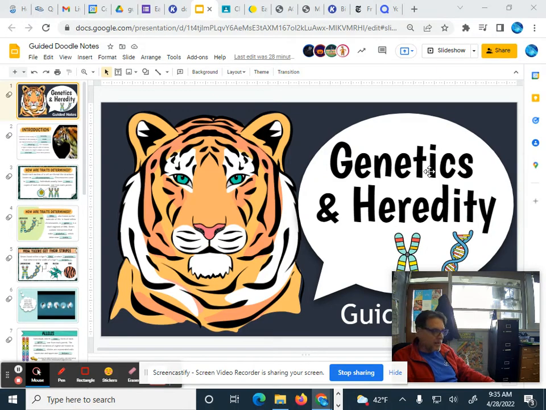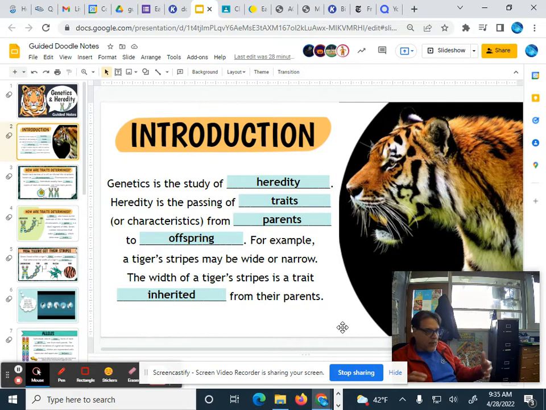Okay, folks, so today we're going to be talking about genetics and heredity. If you have your doodle notes open, you can fill them in. You may not get them all completely filled in while I'm going over this, but that's fine. You can just fill it in some more. I'll post the answer key later on.